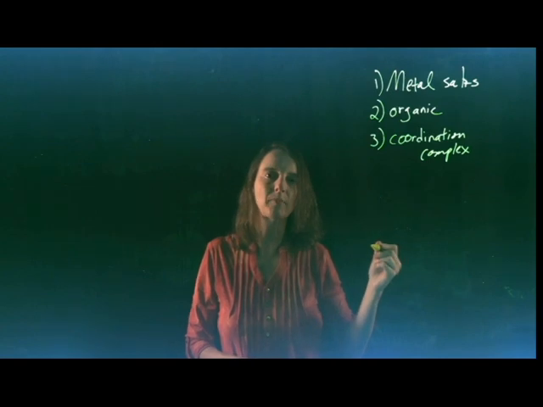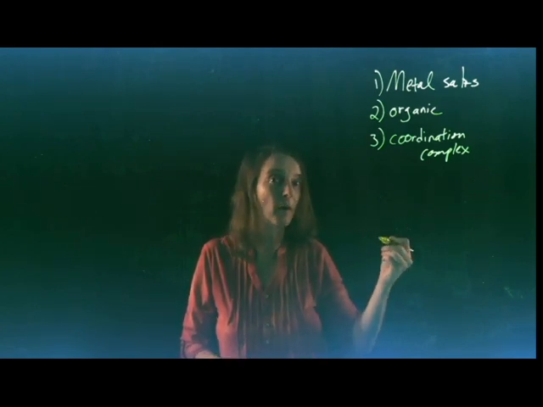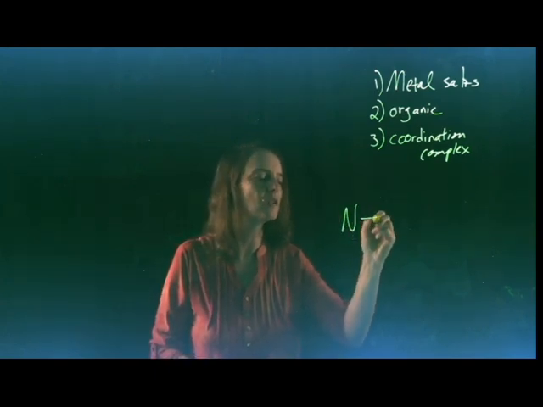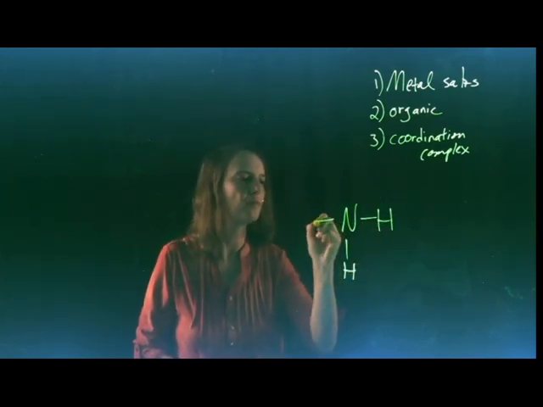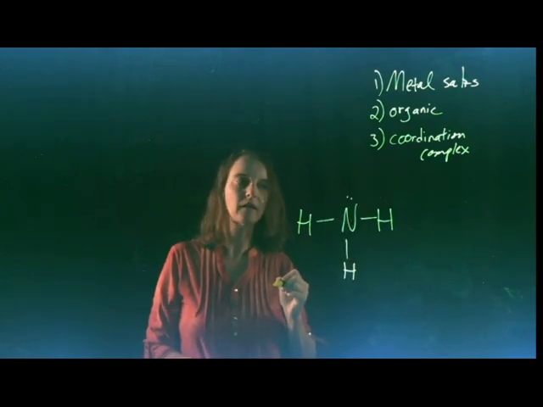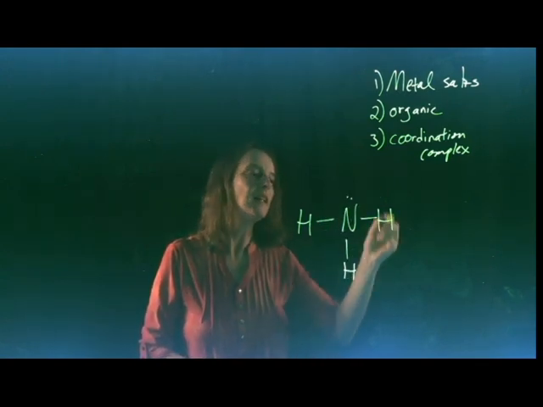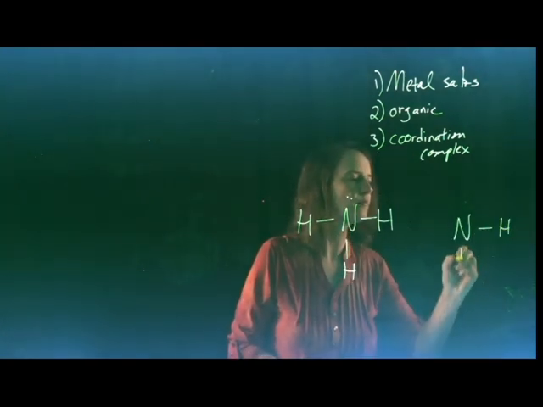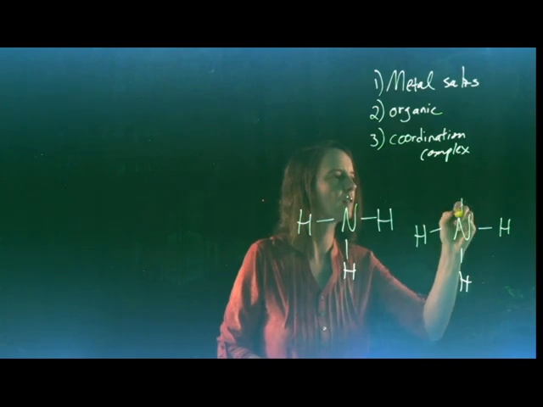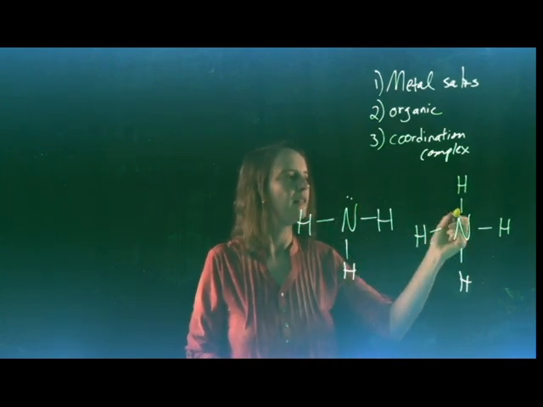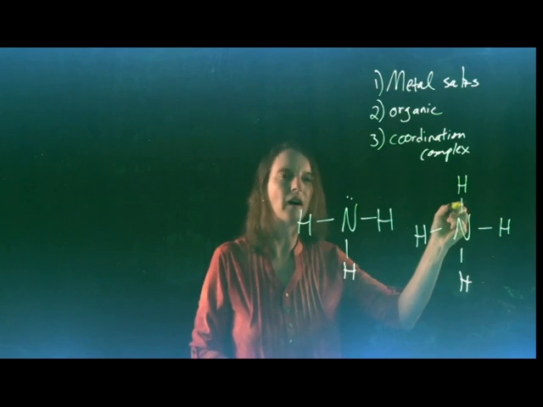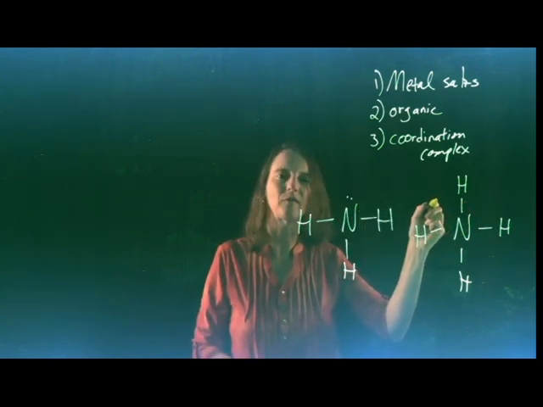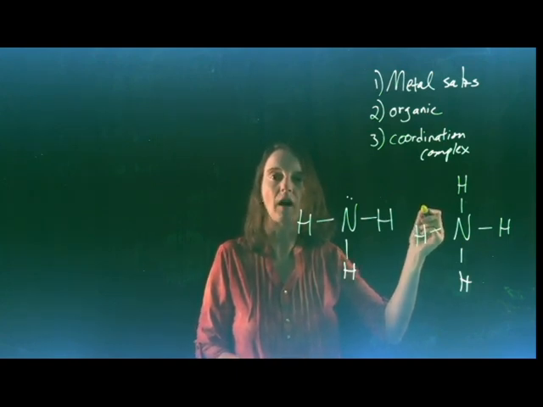A coordination complex contains something called a coordinate bond. For example, if we look at ammonia, a Lewis dot structure for ammonia, we have this. The ammonium ion is this structure with an extra hydrogen added. The electrons in the bond for the extra hydrogen both come from the nitrogen. So this one is referred to as a coordinate covalent bond.